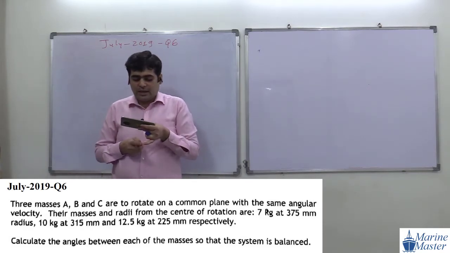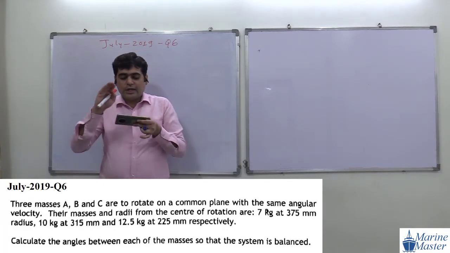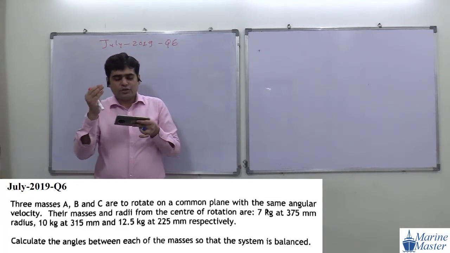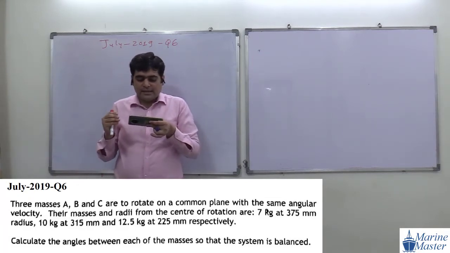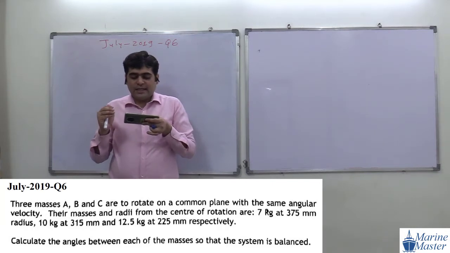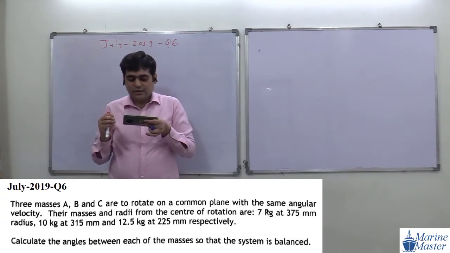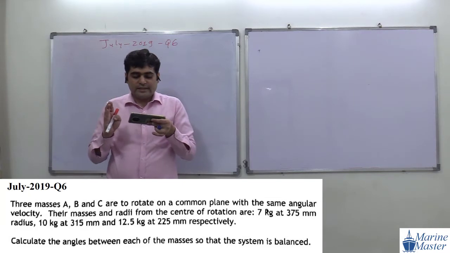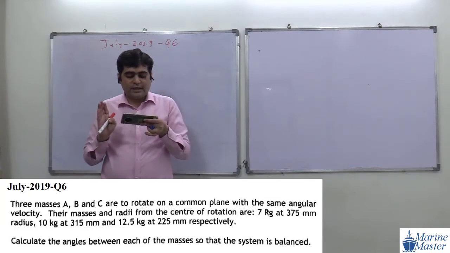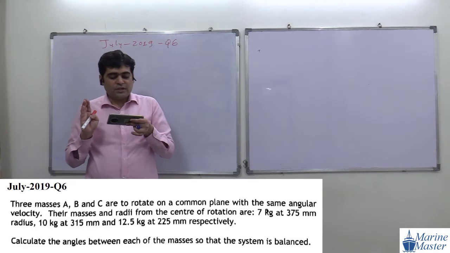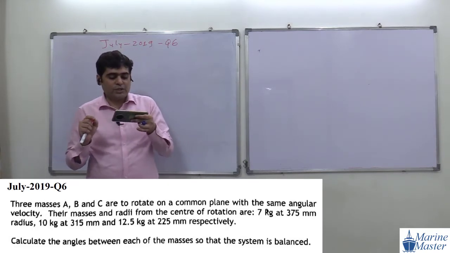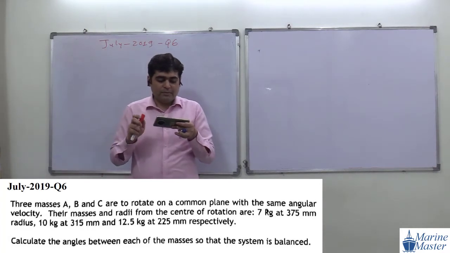We have three masses A, B, C rotating on a common plane with the same angular velocity. Angular velocity means omega. Their masses and radii from the center of rotation are 7 kg at 375 mm. So the first mass A is 7 kg, whose radius is 375 mm. Then the second mass is 10 kg at a radius of 315 mm. And the third mass, mass C, is 12.5 kg at a radius of 225 mm respectively.